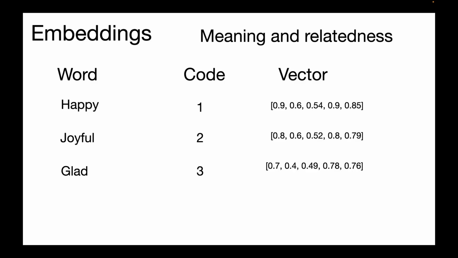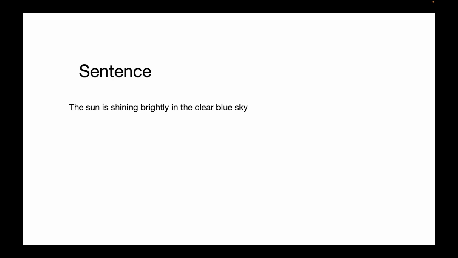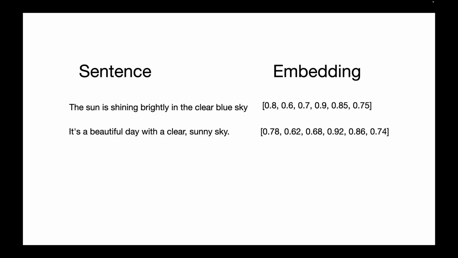By comparing these vectors, we can easily derive the relationship among words, and not just words, we can also derive the relationship among sentences. Here I have two sentences. The sun is shining brightly in clear blue sky. It's a beautiful day with clear sunny sky, which are very similar. And this is how the embeddings of these two can look, which are very close. So you can compare the embeddings of words, sentences, or phrases, and you can easily derive the relationship among those.